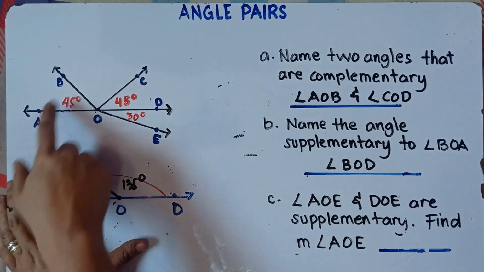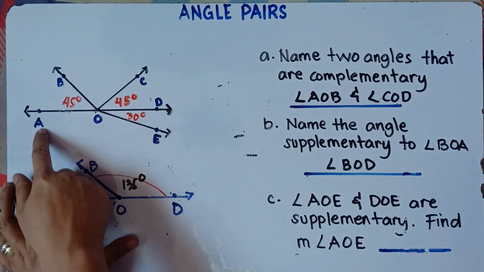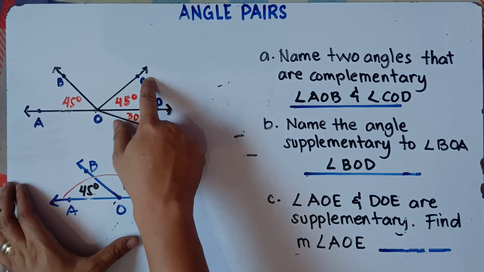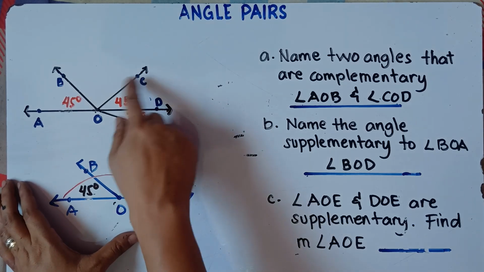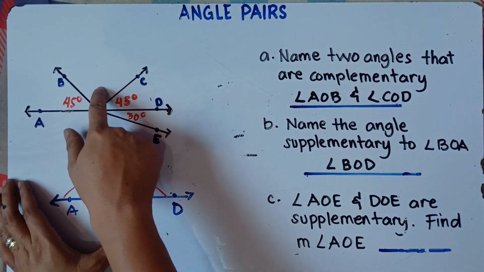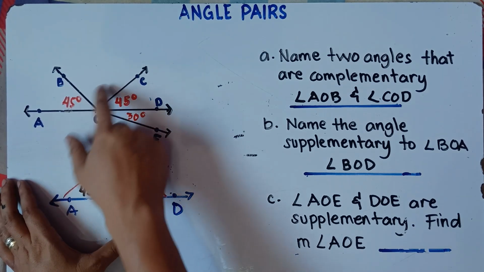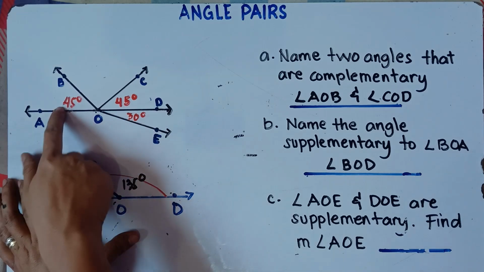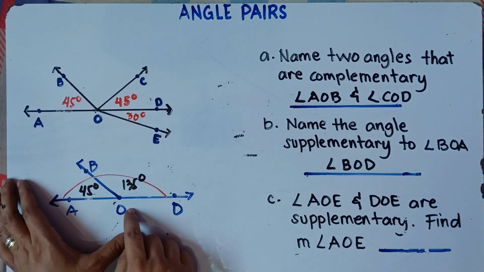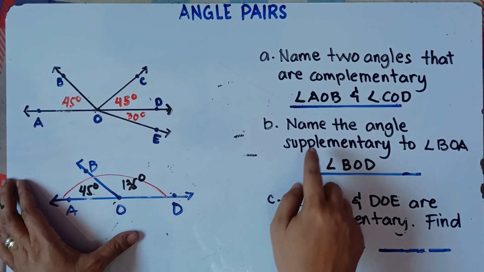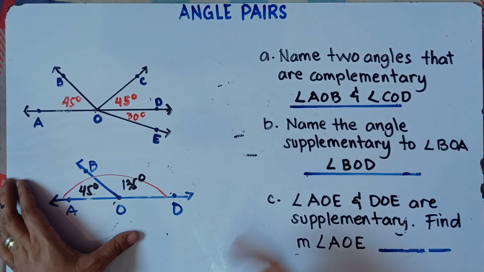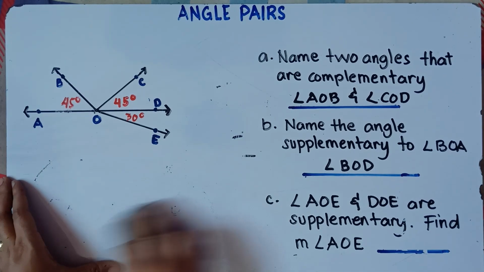Because if we answer, class, BOA and BOC, of course, that's not 180 degrees. If you add this angle plus this angle, you will not get 180, class. So that would be this angle and this given angle, so that you will have 180 degrees, because supplementary angles are two angles that add up to 180 degrees.